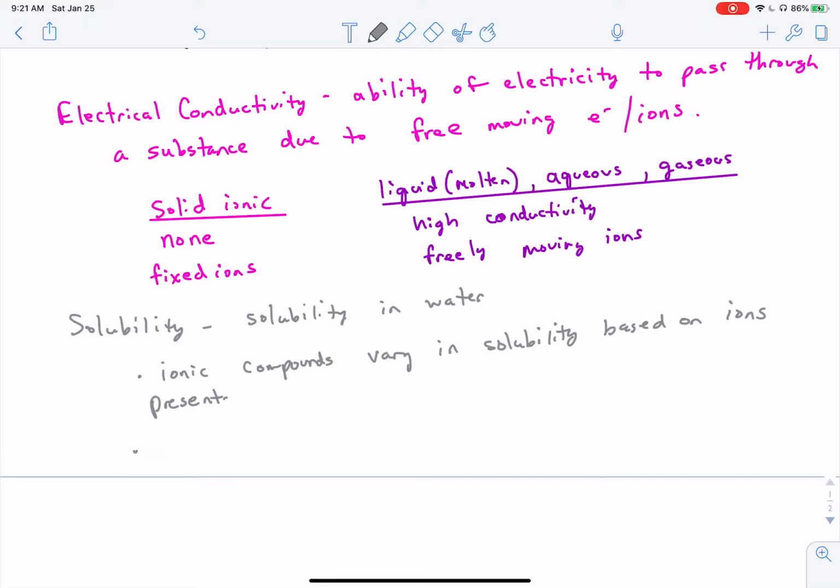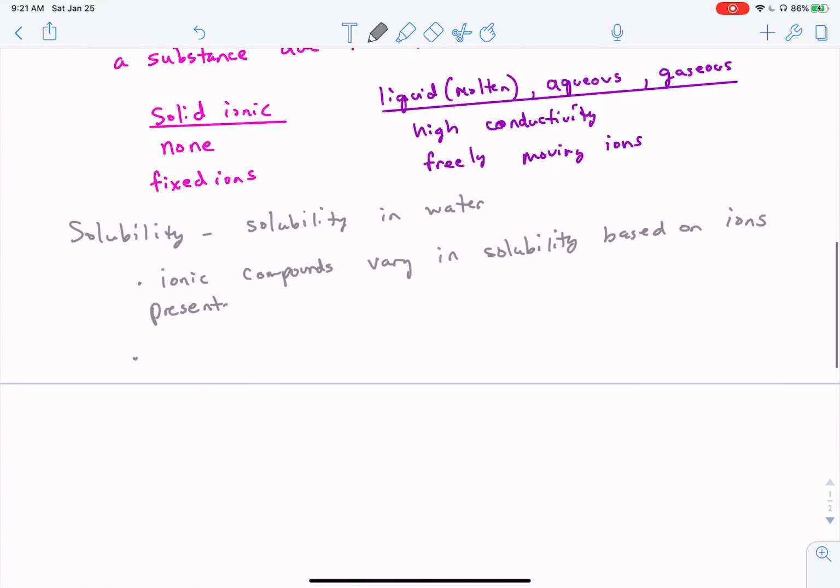Because what solubility is the idea that the water molecules are polar enough that they can separate the two ions that are in a compound. And so for solubility to occur, the attraction to water has to be greater than the attraction to each other. So the idea is that it has to be more attracted to the water than each other, and that's what allows water to separate the ions and make it dissolve.